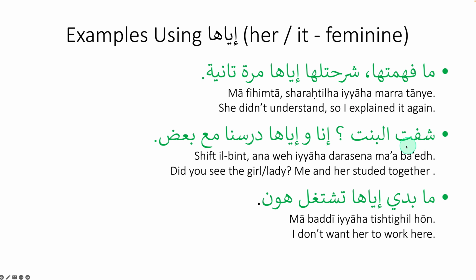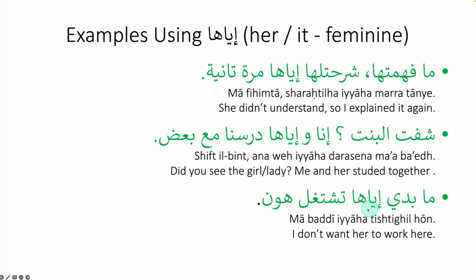Our second example, شفت البنت؟ Did you see the girl? أنا وإياها, me and her, درسنا مع بعض, studied together. So مع بعض is together. So أنا وإياها, me and her. So here we used إياها to put more clarity in the sentence. Me and her.